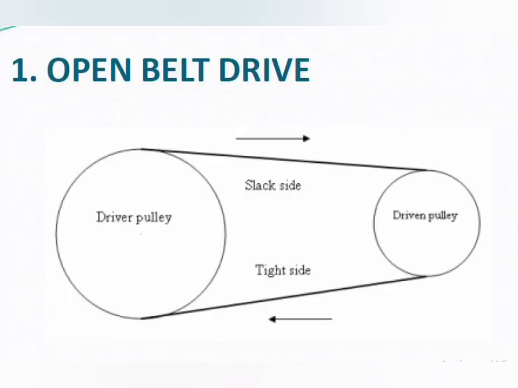Now we can see some of the arrangements of the belt drives. The first one is the open type of belt drive. The shafts will be parallel, and both shafts rotate in the same direction. When the driver shaft rotates in the clockwise direction, the lower side of the belt is tight and the upper side is slack. If it's anti-clockwise, it's vice versa.